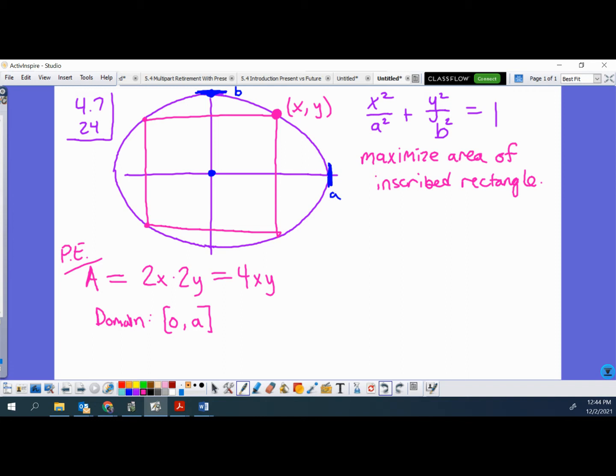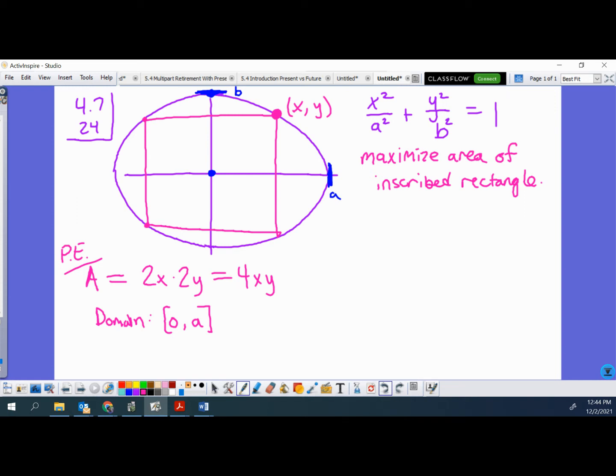And the ellipse equation up here is how, right? That is an equation that relates x and y for every point on the ellipse itself, and that upper right vertex is on the ellipse because that rectangle is inscribed in it. So that point, x comma y, is on that ellipse. That means it has to fit this equation. So that's what we're going to do.